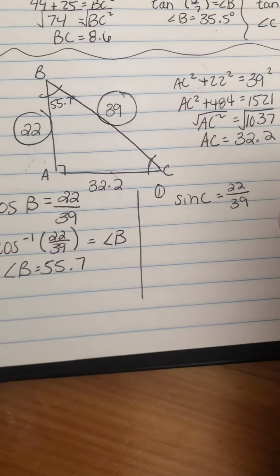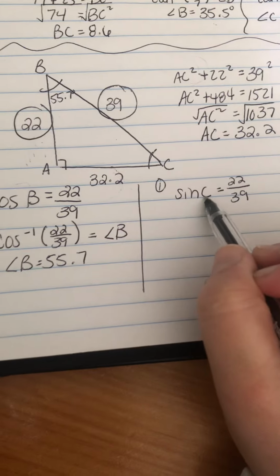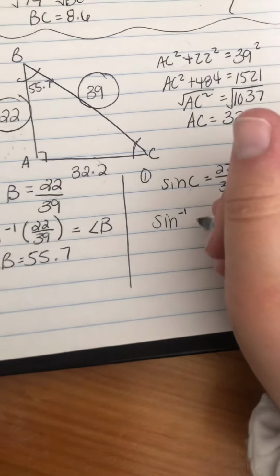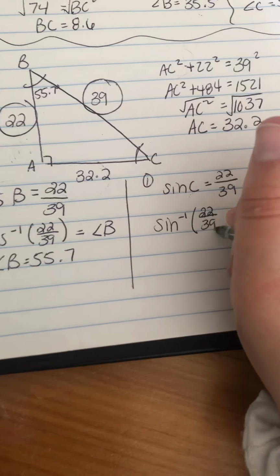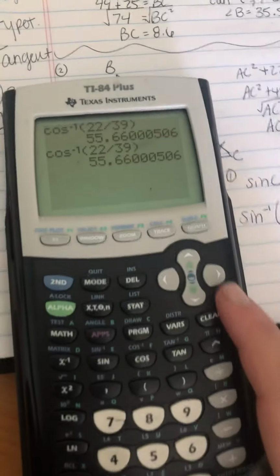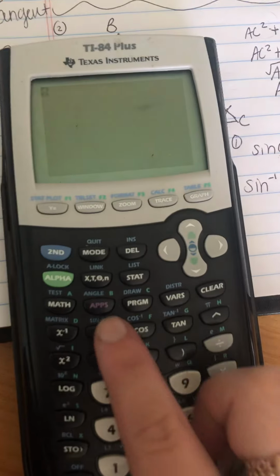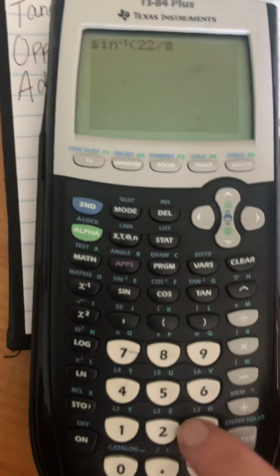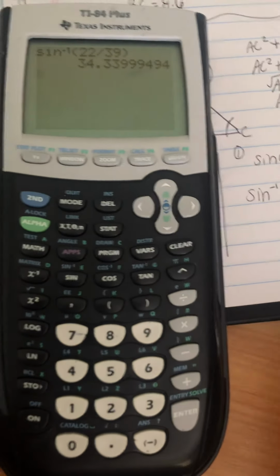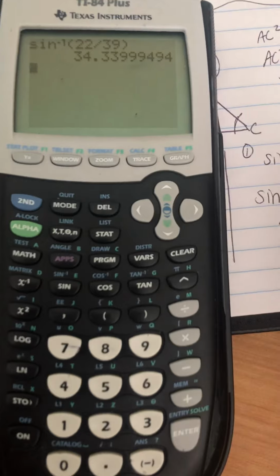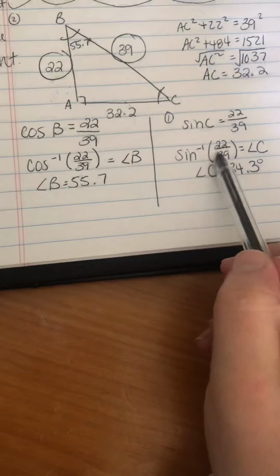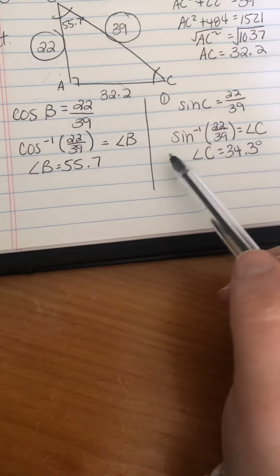Okay, and again, I need to take the inverse of this so that I could actually find the measurement of angle C, right? So we're going to say the inverse of the sine of 22 divided by 39 will give us the angle measurement for angle C. So we're going to plug it in. Second sine to get my inverse, and then 22 divided by 39. And we're going to get 34.3. So angle C is equal to 34.3 degrees.